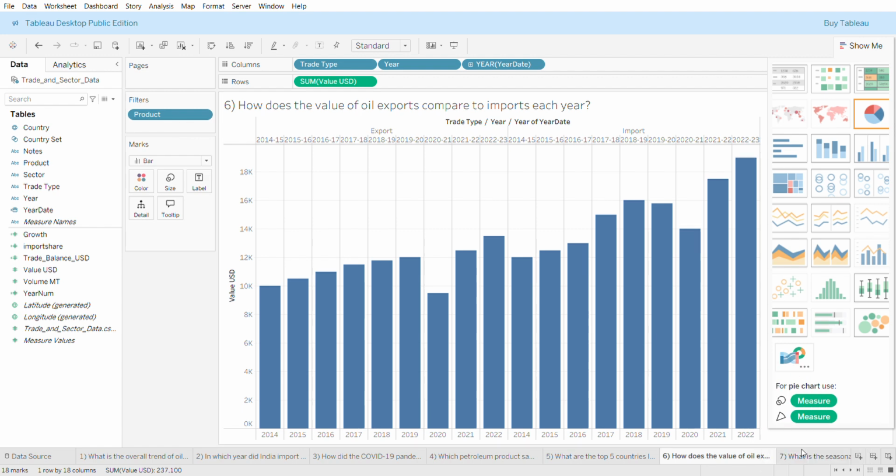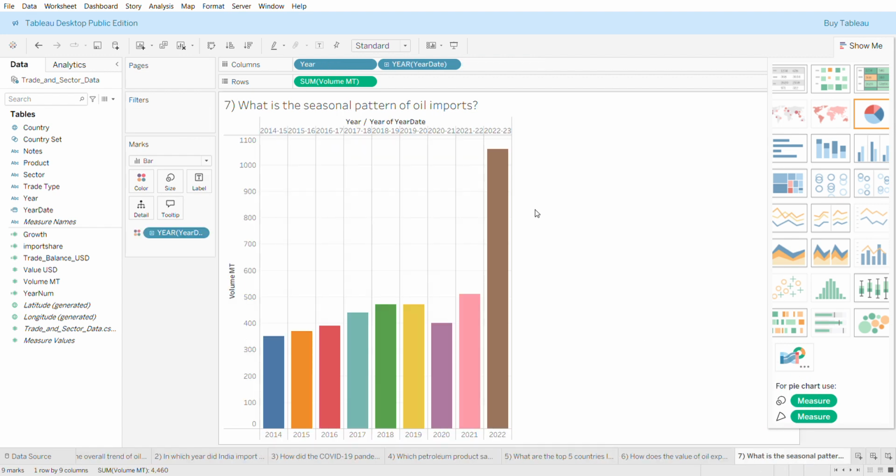And the next question is the seventh one. What is the seasonal pattern of oil imports? Since the dataset only contains yearly data, I have used yearly data from 2014 to 15 through 2022 to 23. In 2014, the volume is between 300 and 400, and comparing across years, in some years it was increasing and in some years it was decreasing. Finally, for 2022 to 23, it is between 1000 and 1100, like 1060. And this is the bar chart I get.